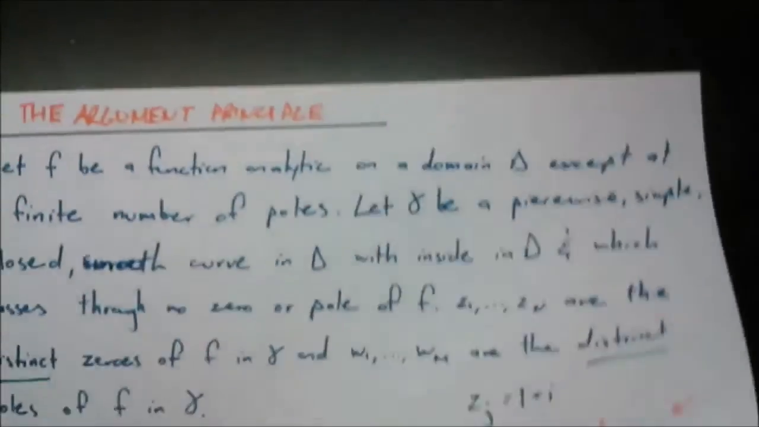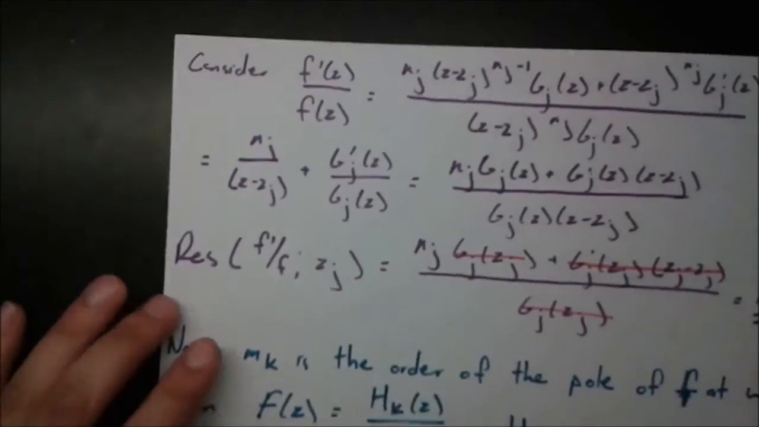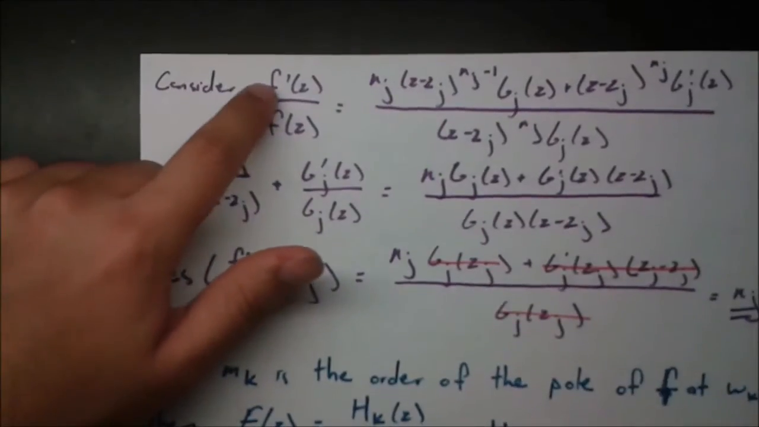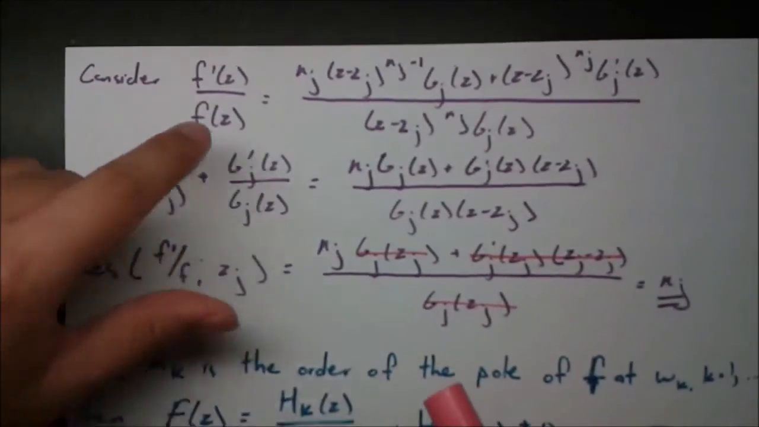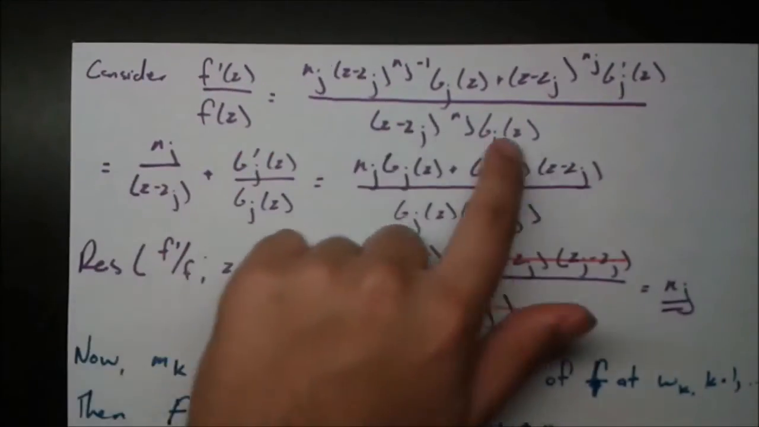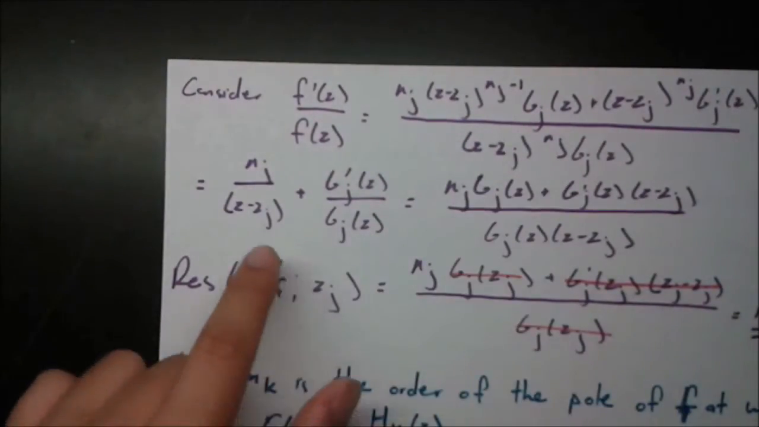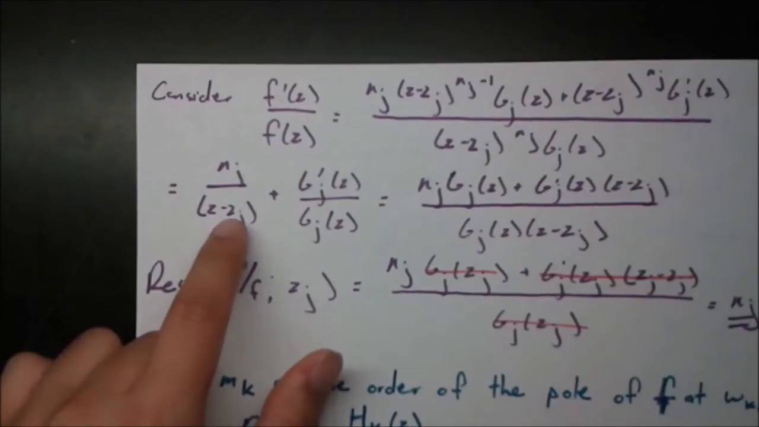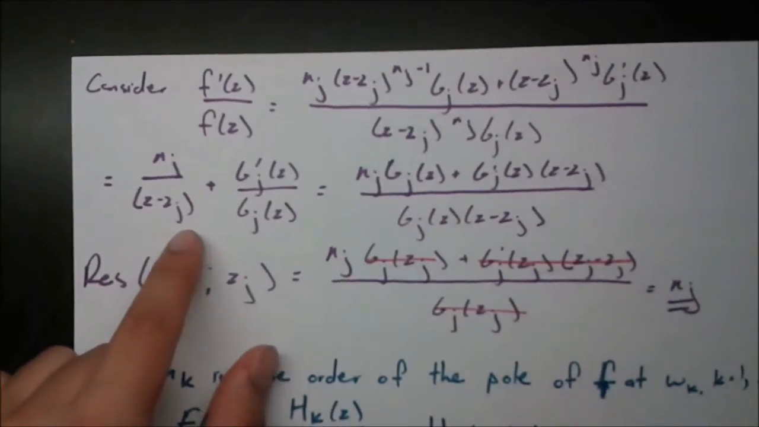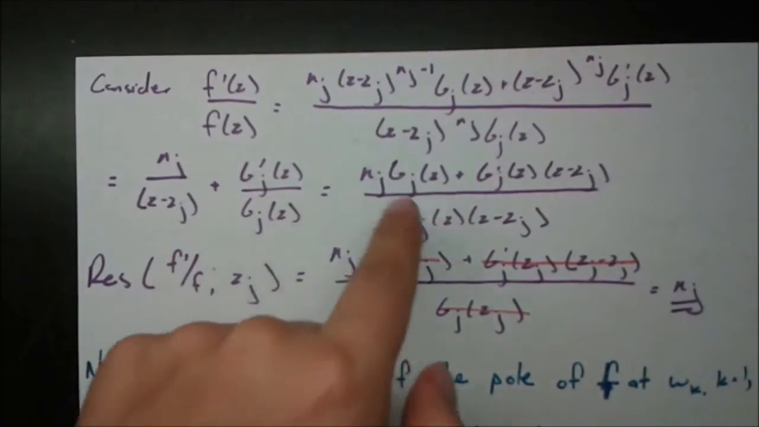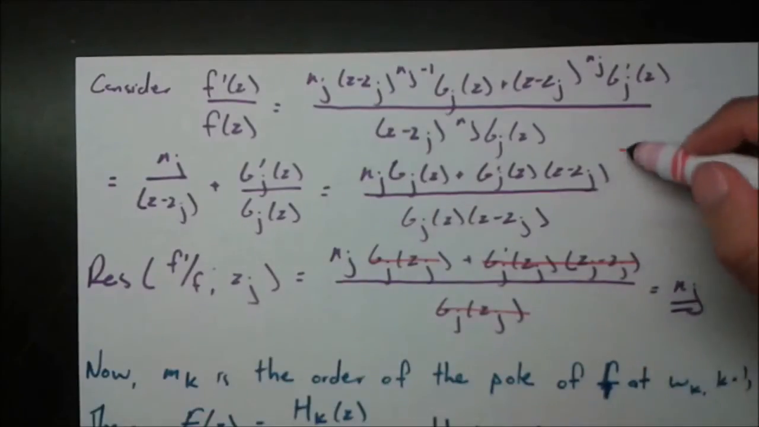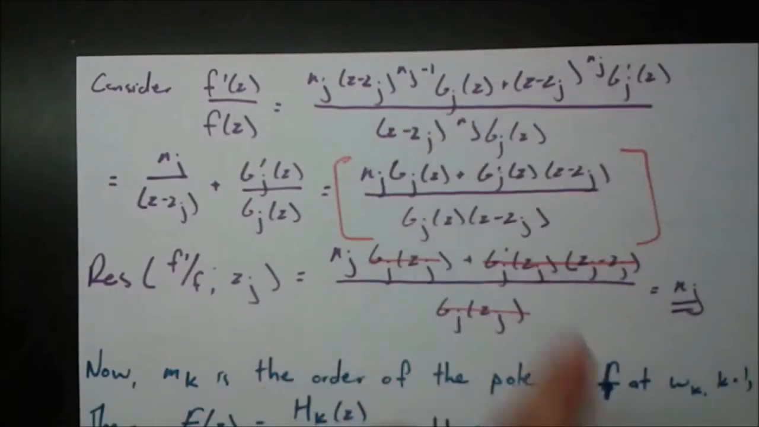Okay, so now let's consider something. Let's see what happens if we do f prime of z over f of z. I've written out f prime of z on the top and f of z on the bottom, and I've reduced it into this form, which we get just by canceling denominators and numerators. Then I want to put it back as a single fraction. So now we have this fraction with a common denominator.